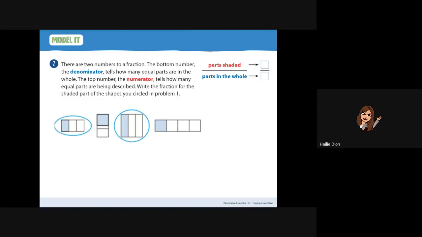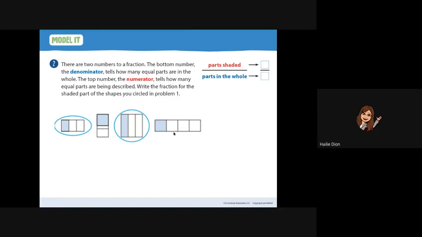Now, number 2 is just walking you through how to show that in a fraction bar or a fraction model. So there are 2 numbers to a fraction. The bottom number, the denominator, tells how many equal parts are in the whole. The top number is the numerator, and that tells how many equal parts are described. So I want you to write the fraction for the shaded parts of the shapes you circled in problem 1.